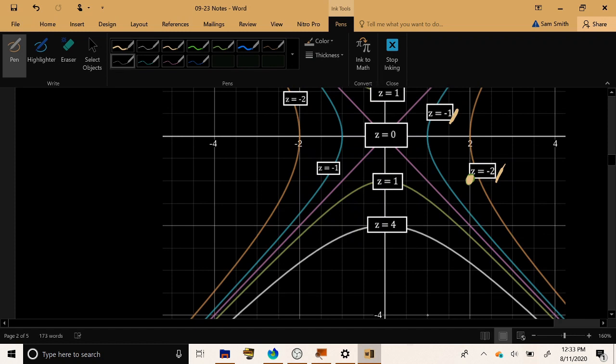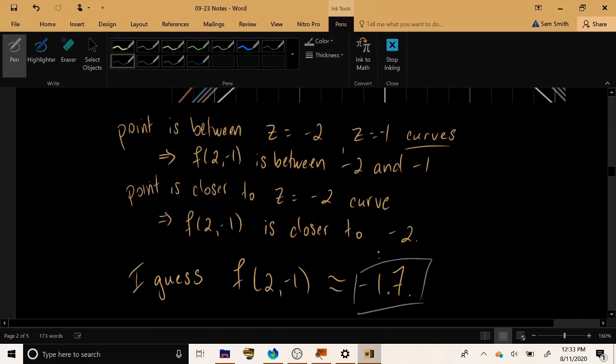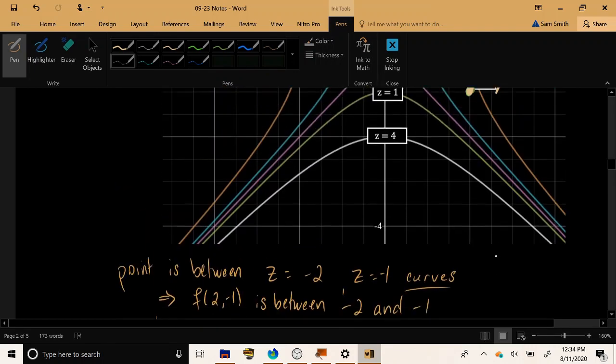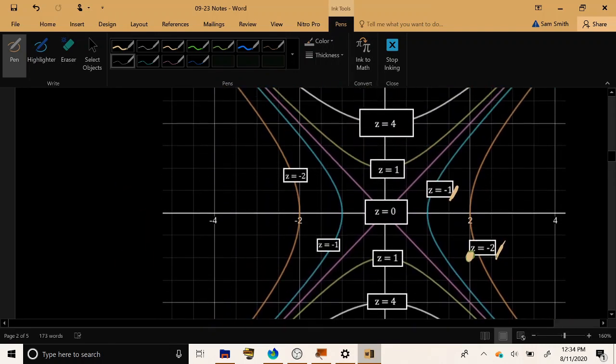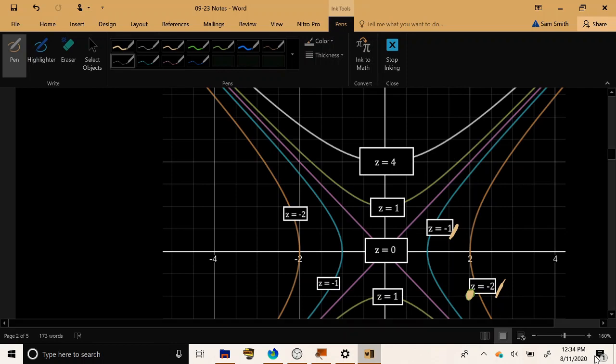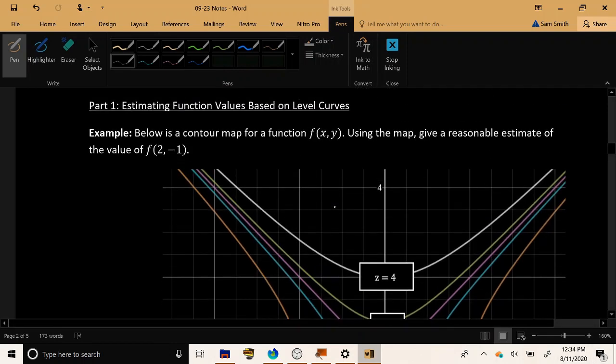If you get something like -1.6, -1.8, that's all very reasonable as well, so long as it satisfies these two conclusions based on our observation about these level curves. All right, so that's extremely powerful. Just by looking at the level curves, we can get pretty decent estimates for the output of the function at all the points visible on this contour map. This even without having access to the function's equation.